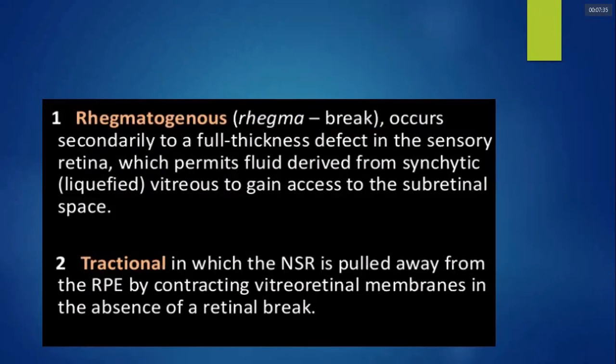So rhegma means break, and it occurs secondary to a full thickness defect in the sensory retina, which permits fluid derived from the syneretic vitreous to gain access to the subretinal space. So vitreous has a main role in the retinal detachment.